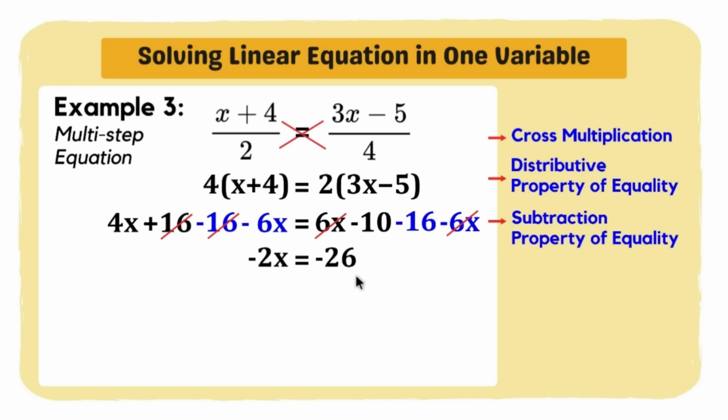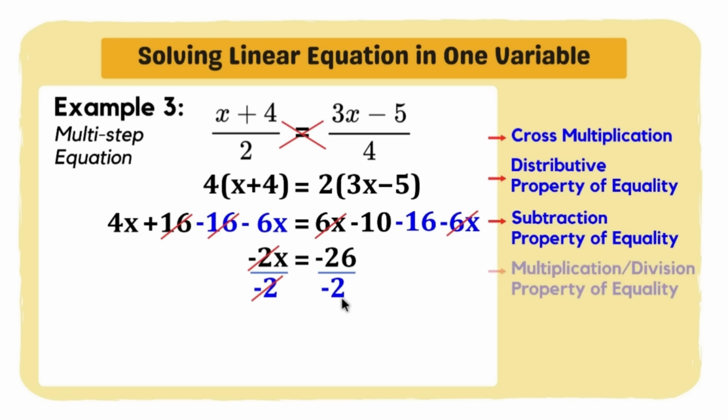But pwede rin naman na idiretso na natin using the division property of equality, wherein we are going to divide both sides by negative 2. Okay? Para ito, magiging 1 na siya. And then si negative 26 divided by negative 2, it will now be positive 13. So again, we can use multiplication or the division property of equality. Okay? So our final answer is x is equal to 13.